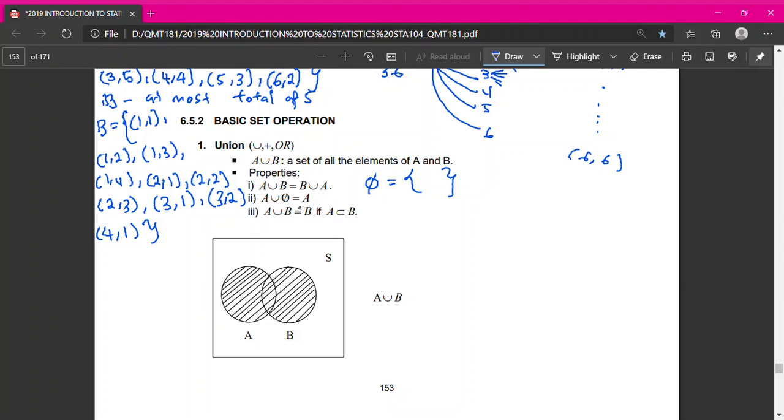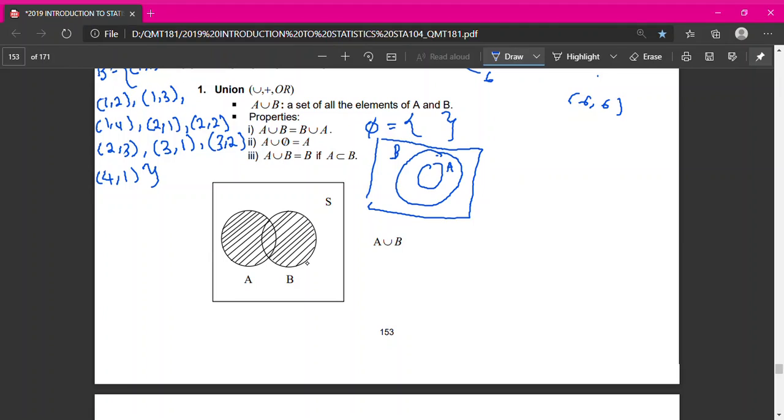Bila A union B equal to B if A subset of B. Maksudnya, A subset of B. Maksudnya di sini. Okay. Ini event B, ini event A. A adalah subset of B. So, event A tambah event B sama dengan event B je lah. Sebab dia tambah. Ini union kan? Okay, so kalau ada intersection macam ni, this one.